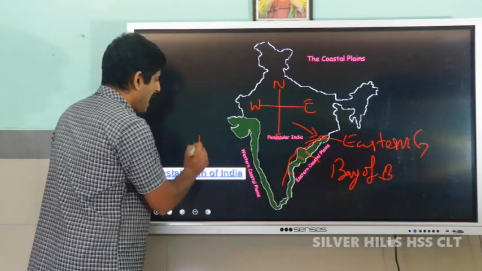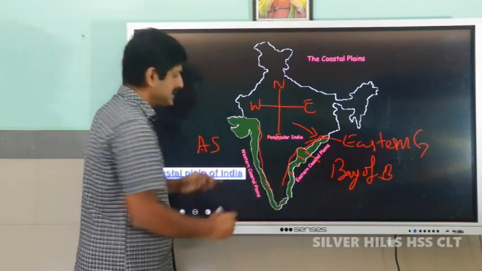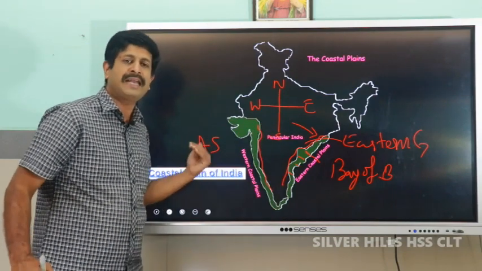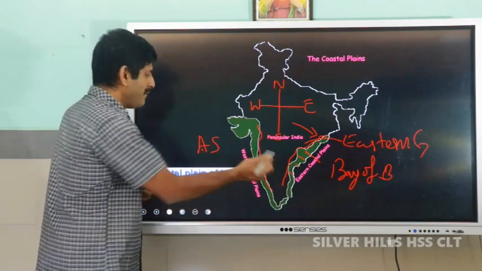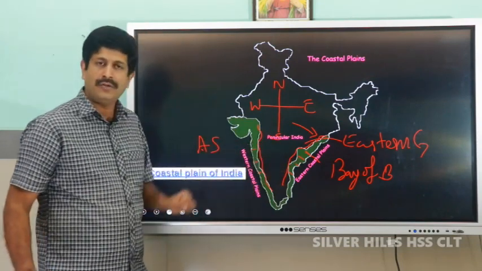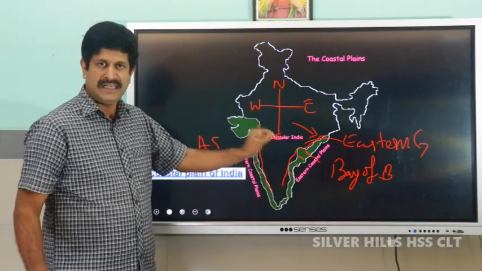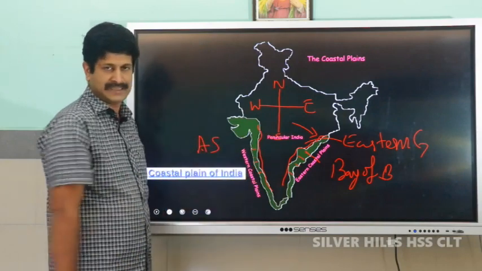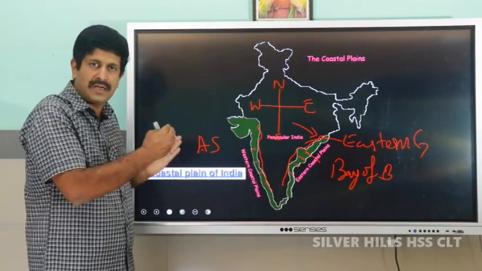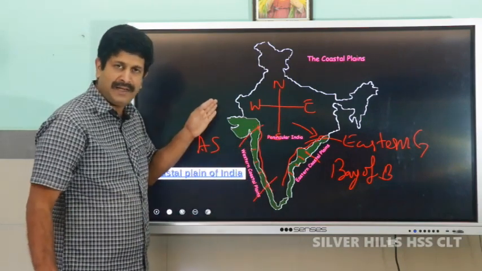Now we move to the second one, the western coastal plain. It lies in between the Arabian Sea and the Western Ghats. When we compare it to the eastern coastal plain, the width is less. The entire western coastal plain is divided into three.